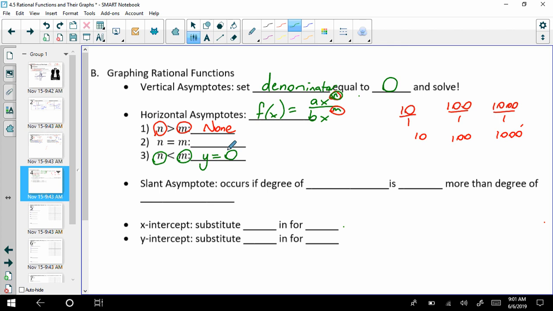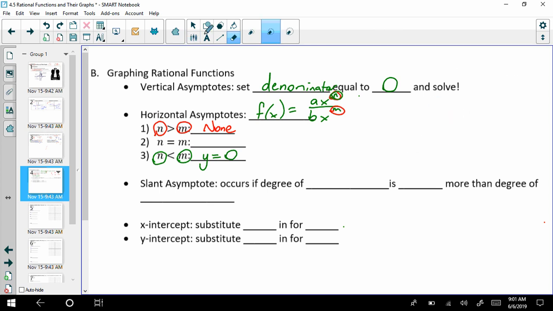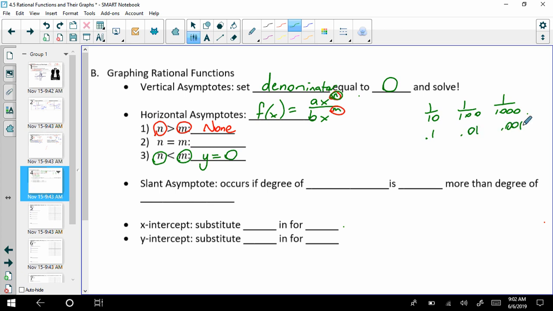Well, why is that? Let me show you with numbers again. Let's say I had 1 over 10, and then 1 over 100, and then 1 over 1,000. So this would be like 0.1, 0.01, 0.001. Notice as my bottom keeps getting bigger and bigger, what happens to my numbers? They're getting smaller and smaller, or you can think of it as they're getting closer and closer to 0.